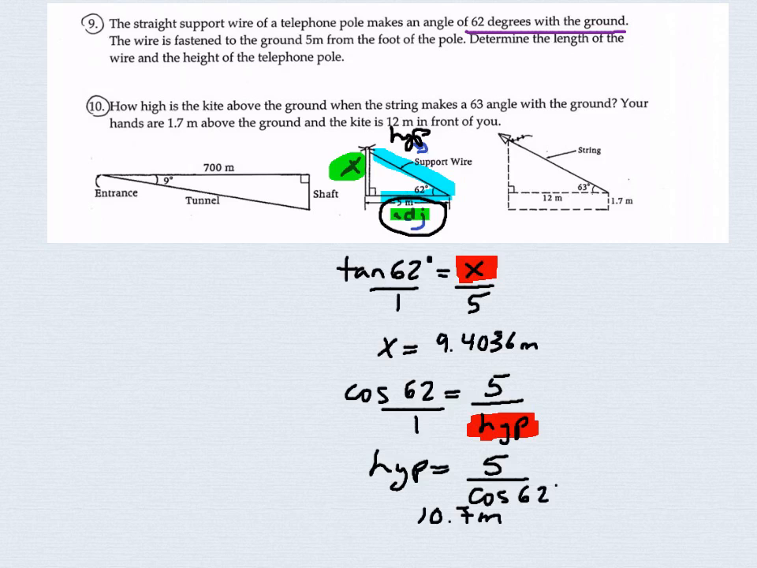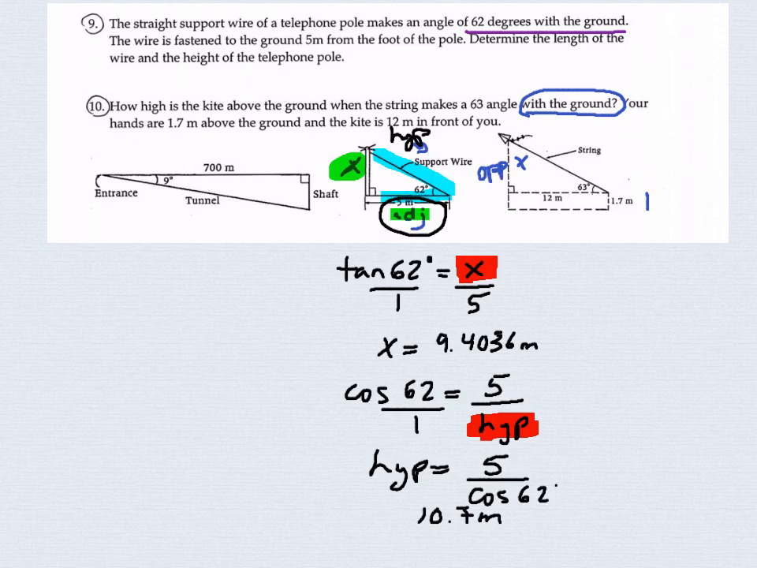Question 10. How high is the kite above the ground when the string makes a 63-degree angle with the ground? Again, terminology with the ground. That means the angle goes between the string and the ground. Your hands are 1.7 meters above the ground. So this height is relevant to the question, but it's not part of the triangle. So it's an after calculation, not an immediate calculation. How high is the kite above the ground? That's the opposite side.